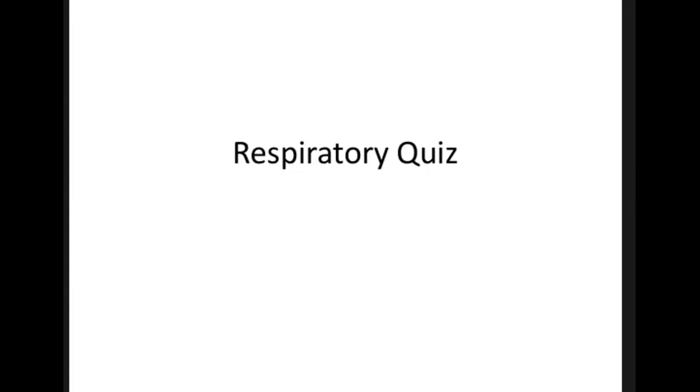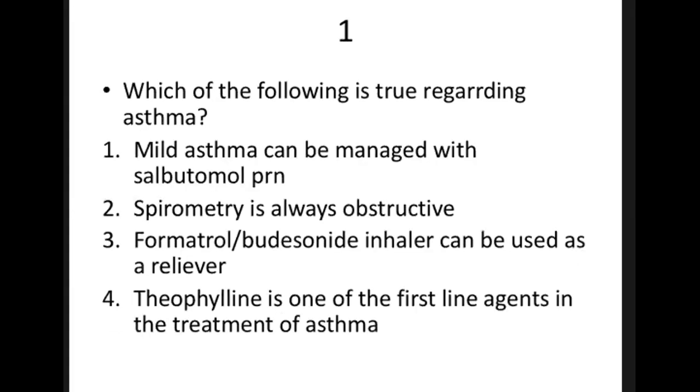The questions are super, super easy. If you've been paying attention to what I've been telling you during the ward rounds, you should be able to ace this. First question. All these questions are single best answer. Which of the following is true regarding asthma? Mild asthma can be managed with salbutamol PRN. Spirometry is always obstructive. Formoterol budesonide inhaler can be used as a reliever. Theophylline is one of the first-line agents in the treatment of asthma. I'll give you a few seconds to answer.